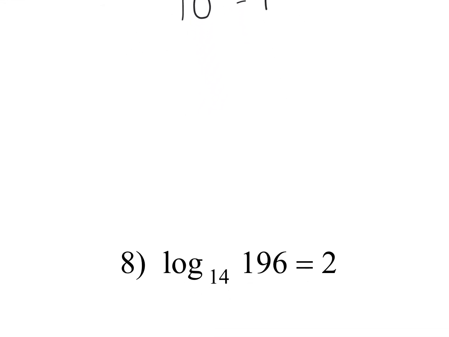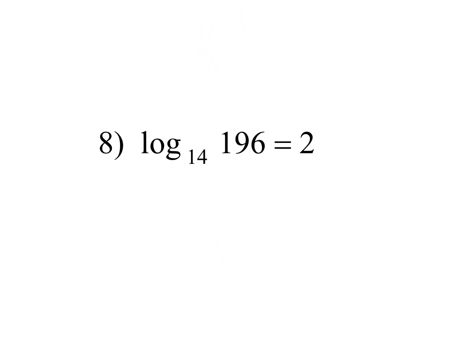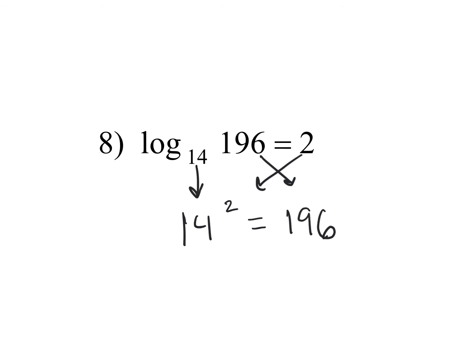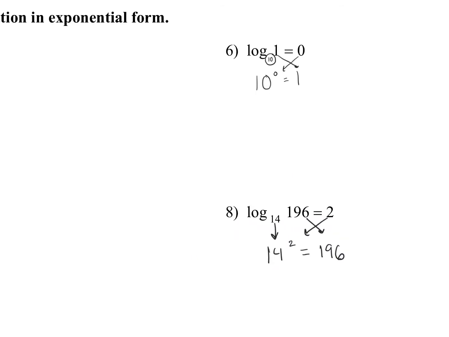So let's look at number 8. We start with our base, which is 14, and then we switch these two. So what would come next? What's our exponent? 2, and then that would be equal to 196. So always start with the base, and then just switch the position of the other two. Any questions on these?